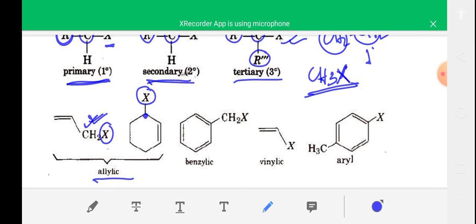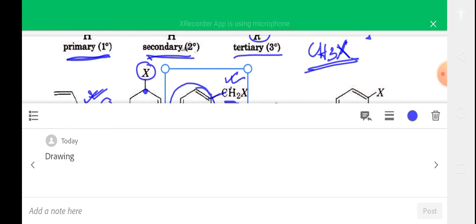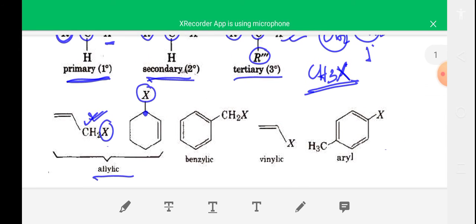And if the halogen atom is attached to the carbon atom which is next to the benzene ring, okay, this is the benzene ring, and the carbon which is directly attached with the benzene ring is this one. If the halogen atom is attached with this carbon, then it is known as benzylic halide or benzylic haloarenes. Okay, so if the halogen atom is directly attached to the carbon which is directly attached to the benzene ring, then it is known as benzylic haloarenes.